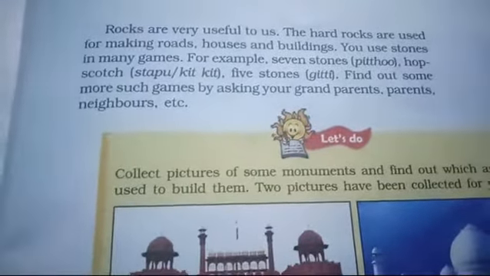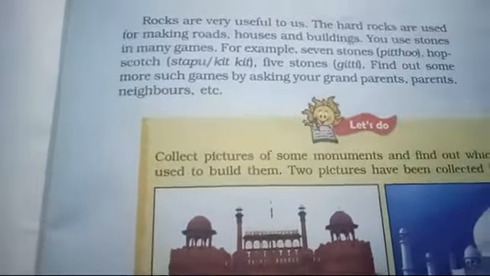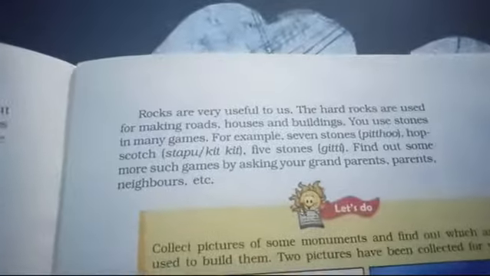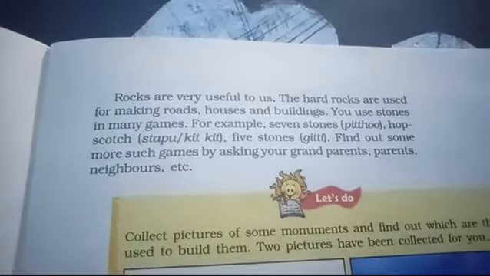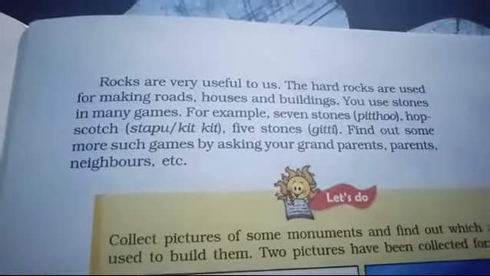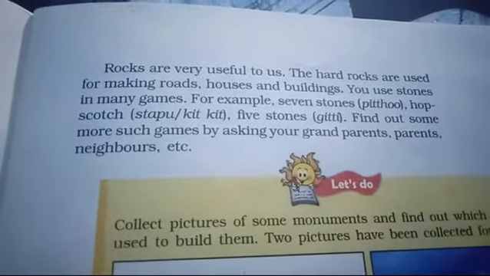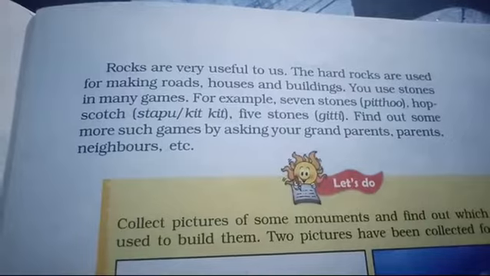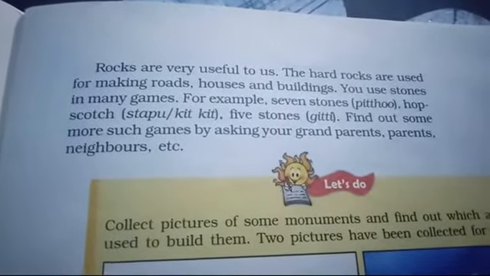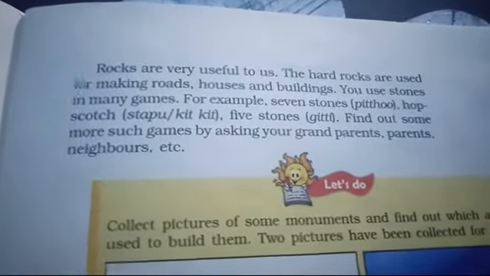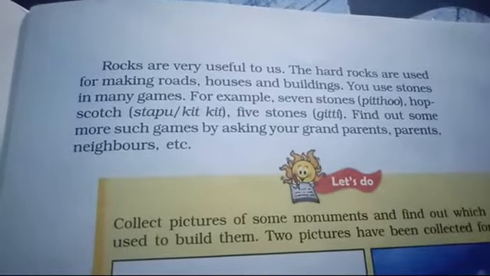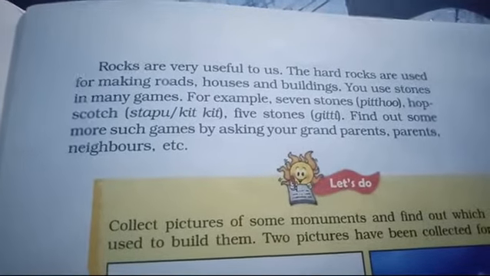Now let's discuss how are rocks useful to man. Okay, and useful for human beings. Rocks are very useful to us. Hard rocks are used for making roads, houses and buildings. You use stones in many games. For example, 7 stones pittu, hopscotch stapu, kit, 5 stone gitty.